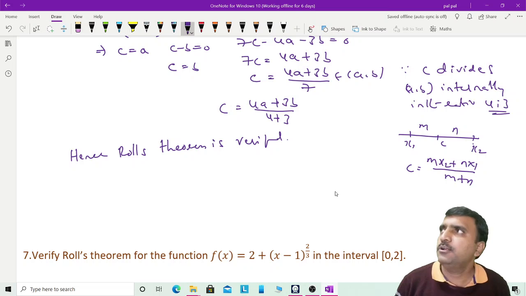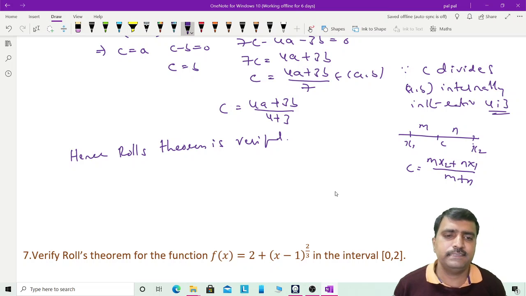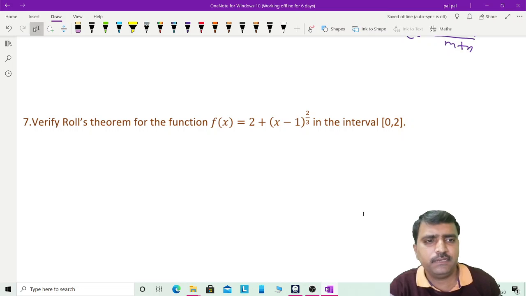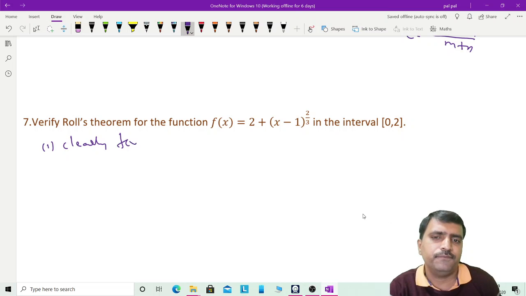Yes, one more problem on Rolle's theorem: f of x is equal to 2 plus x minus 1 to the power 2 by 3, defined in the interval 0 to 2. First, write the continuity condition. Clearly f of x is continuous in the interval 0 to 2.